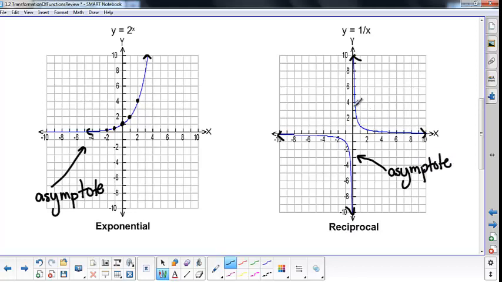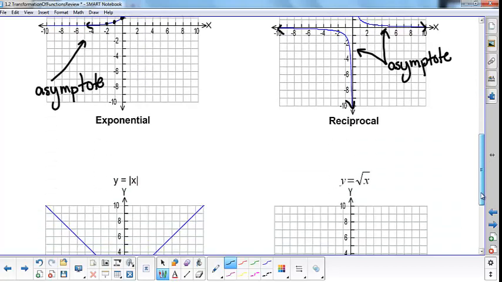So that's why our function approaches the y-axis but will never touch it. You also get an asymptote for your x-axis, because as your x value gets bigger and bigger and bigger, we're going to get a fraction with a denominator that's getting bigger and bigger and bigger, which gets closer and closer to 0 but will never equal 0.